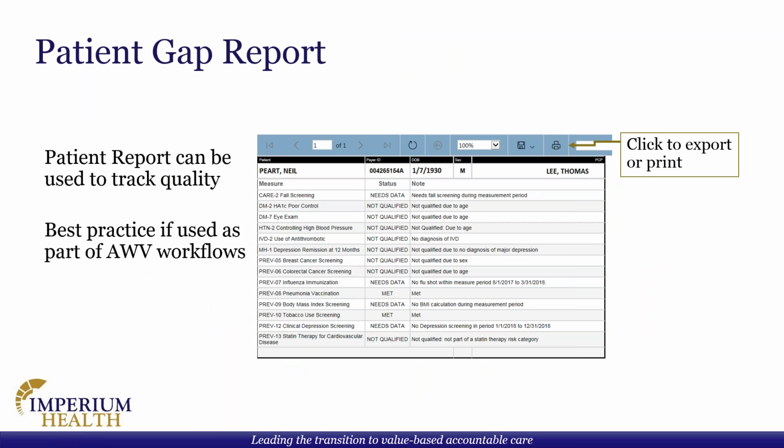So once we click on that gaps report, we're going to get almost like a patient level snapshot or a patient level scorecard for which measures they are eligible for. So for this patient, we know that they need data, or they need some sort of information to document that they have done a fall screening at some point this year.